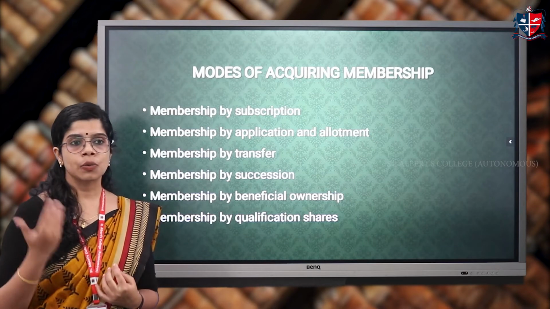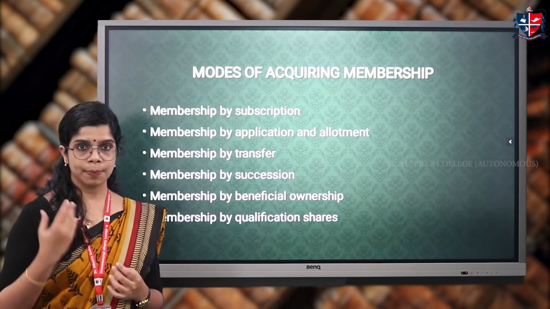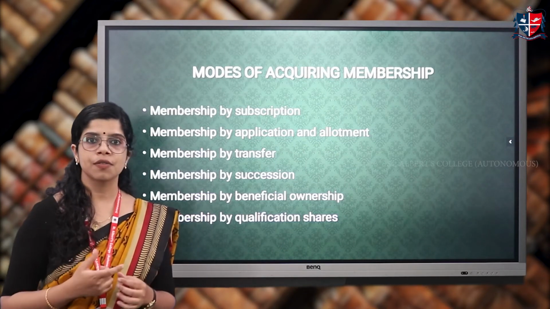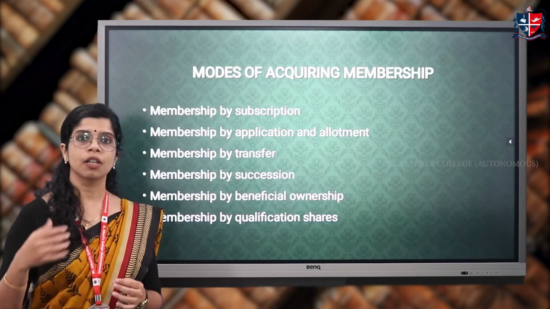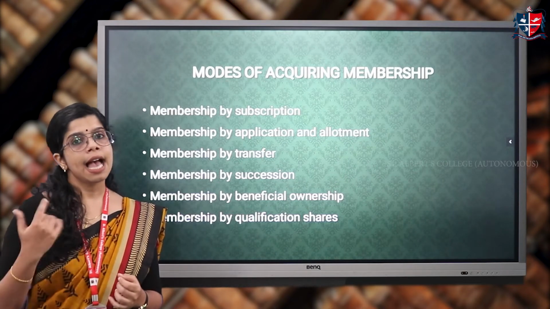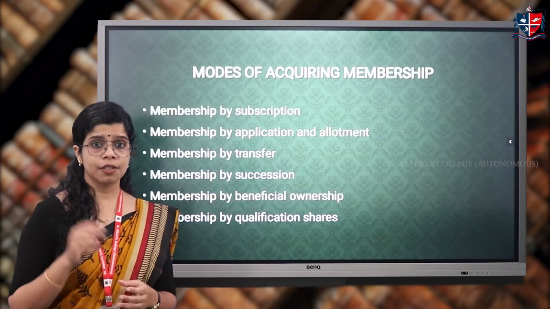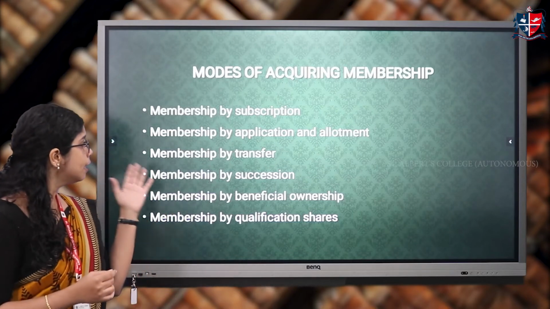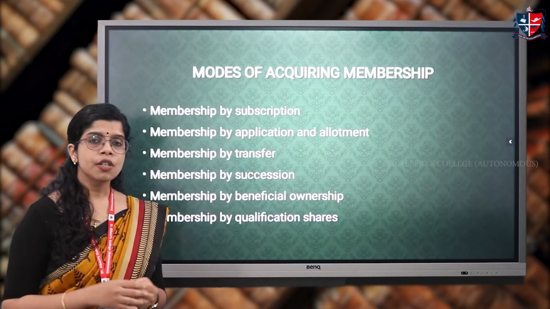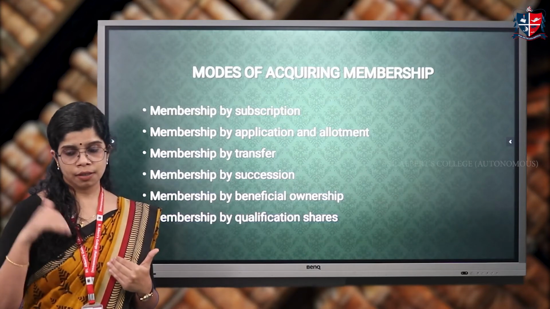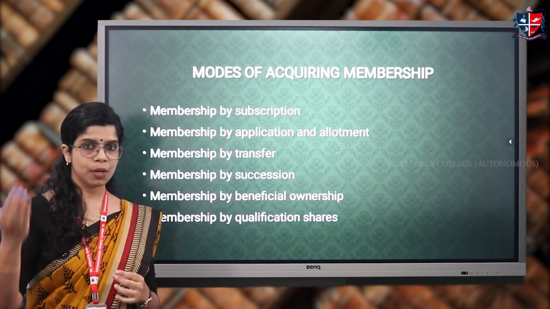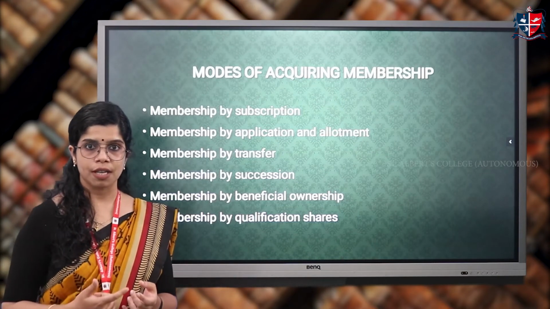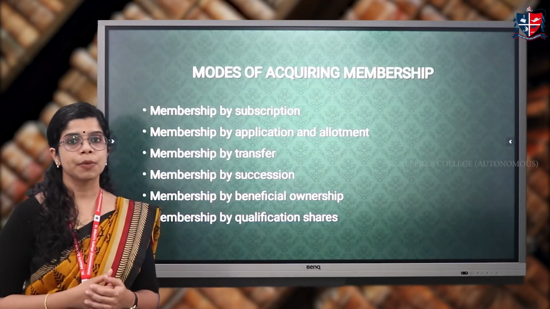When the company is going to issue shares to the public, then in order to purchase first-hand shares, the prospective shareholder can make the application and pay the application money. If the company allots the shares, then he automatically becomes a member of a company. Now, the third situation is membership by transfer. When the shareholder transfers his shares to another person, then when the transferee purchases the shares from the transferor, he automatically becomes a member of the company.